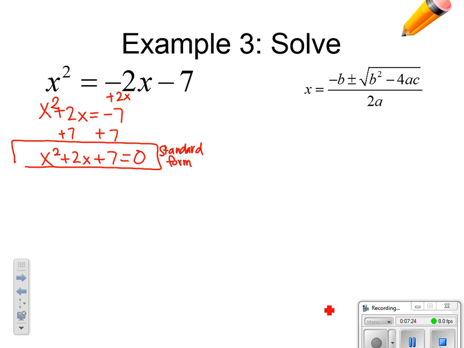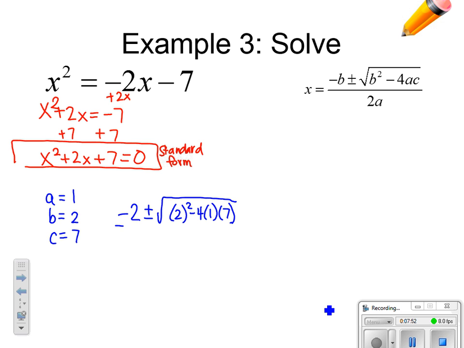Okay, so there's the quadratic formula again, just in case we're needing that reminder. So again, we have to start by identifying A, B, and C. A is 1, B is 2, C is 7. Okay. Now we're going to go ahead and plug them in. So the opposite of positive 2 is negative 2, plus or minus the square root of 2 squared minus 4 times 1 times 7, all over 2 times 1.